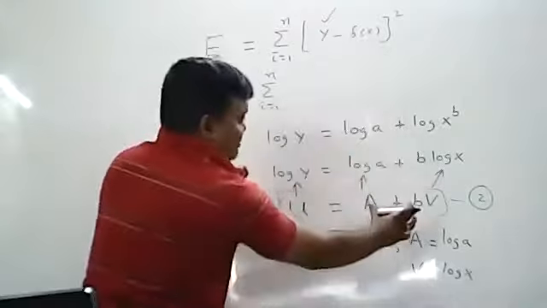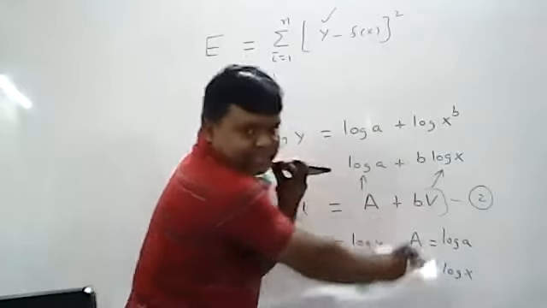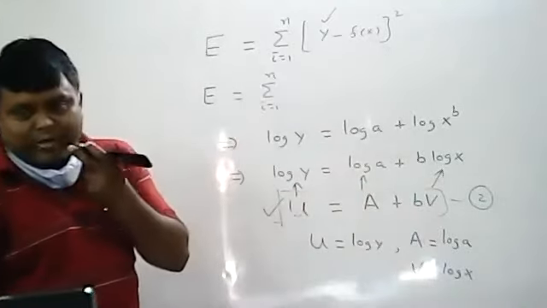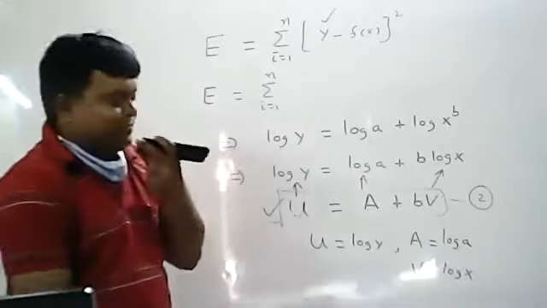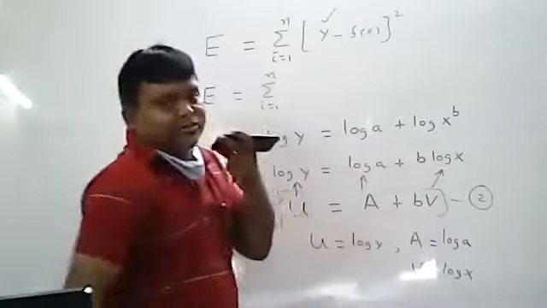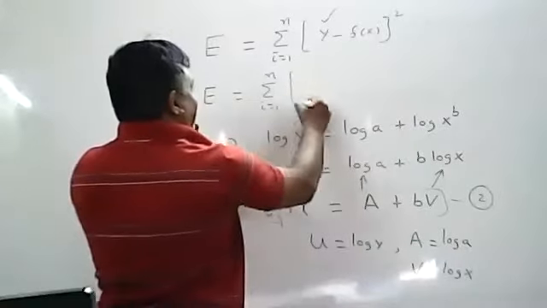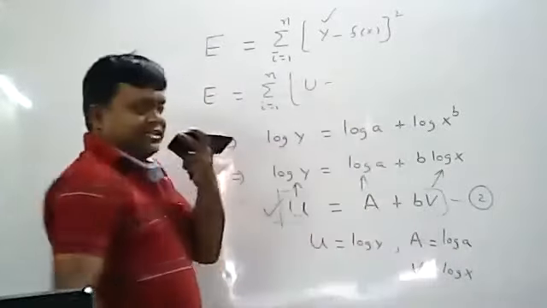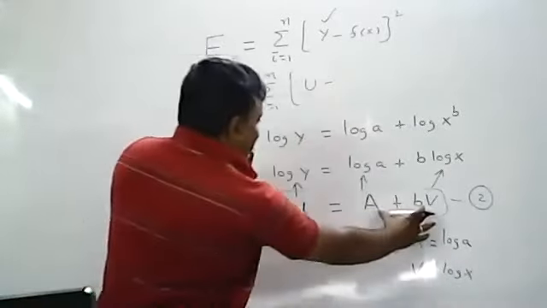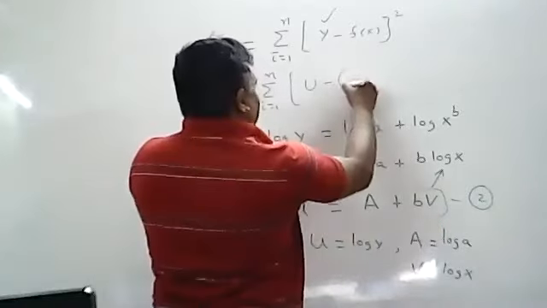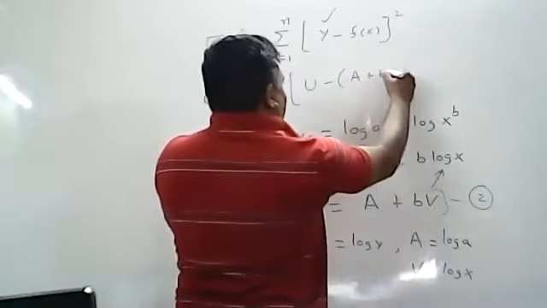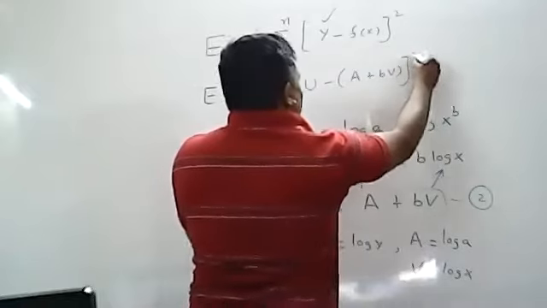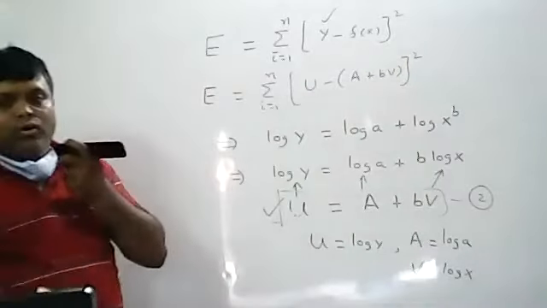In place of f of x, what do we have? Capital A plus small b into capital V. That is the only difference. In place of y, you have capital U. So in place of y, you have U minus f of x, and f of x is nothing but this value. What is this value? Capital A plus small b into capital V, whole square.